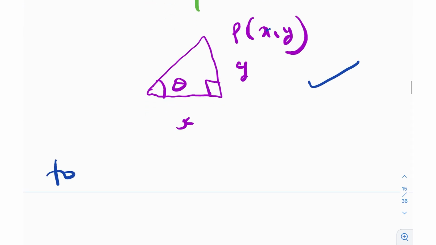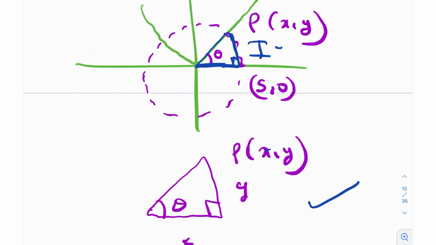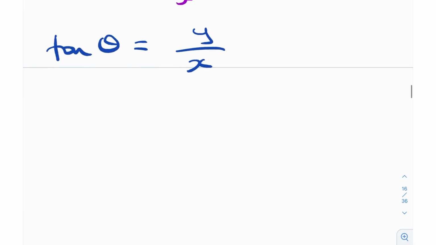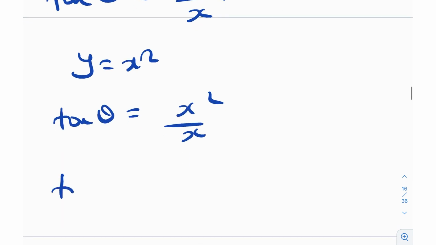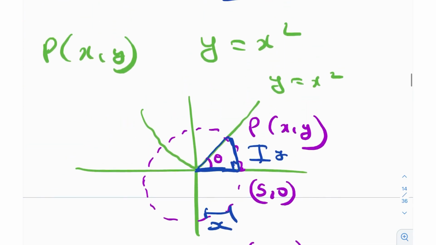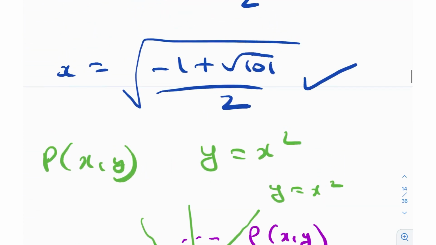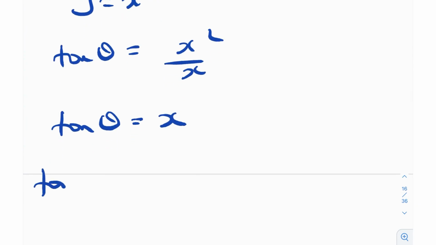So tangent of theta, what we need to find, is nothing but y over x. What is y, guys? Y is x squared. This is y and this is x. So tan theta becomes x squared by x, so tan theta becomes x. We do know the value of x, and that is why we needed to find this point P. That's why it was so critical to find P, because we know the value of x. Just plug this in. So tan theta just becomes x.